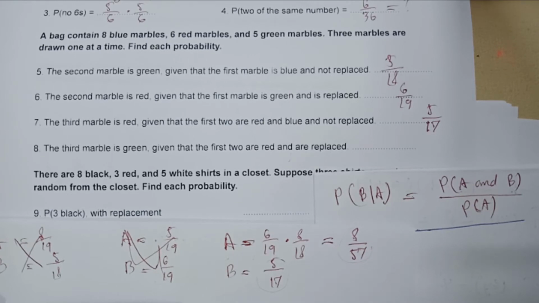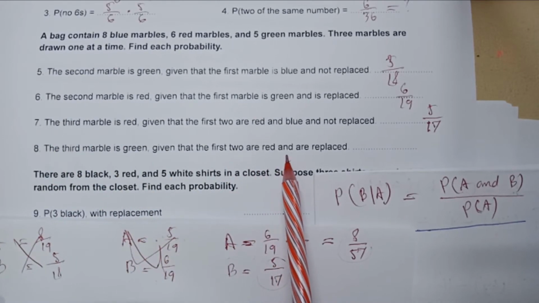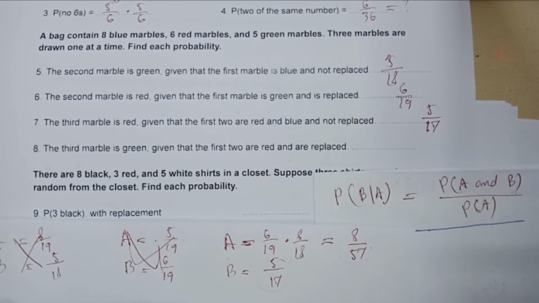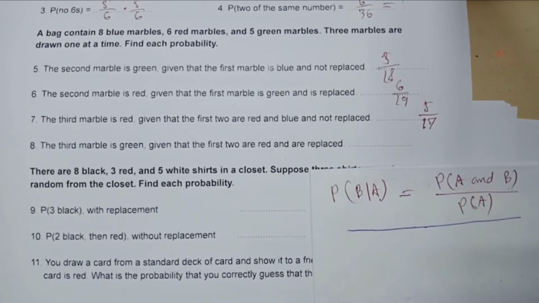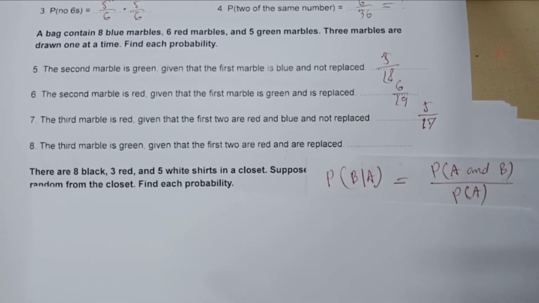Number 8. Number 8 is the same idea as number 7. 2 red, but this is replaced. So okay, it's always over 19.